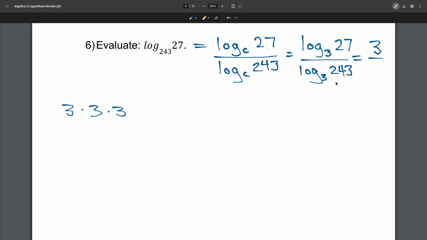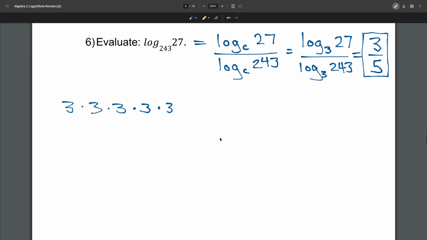How many 3's do we multiply together to get 243? Well, if we take 27 and multiply by 3 again, that's 81. And times 3 again, that's 243. So that's 1, 2, 3, 4, 5 3's. So the bottom is 5. So our solution here is 3/5. Let's keep going.